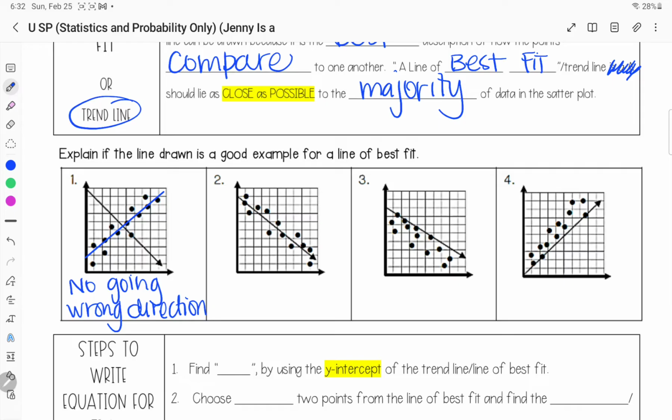Our next one, I would say yes. You can see that it's about straight down the middle of your data. Some is above it, some is below it. So I would say yes, and I would just put splits data evenly.